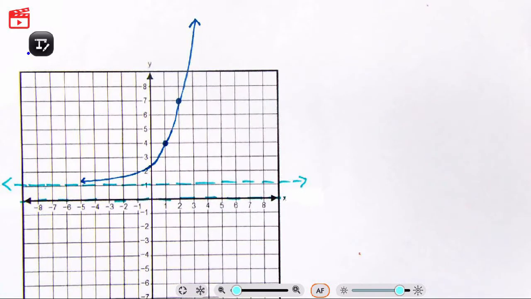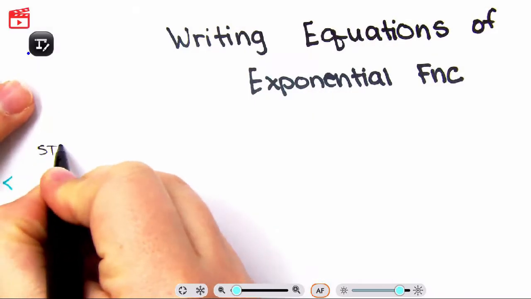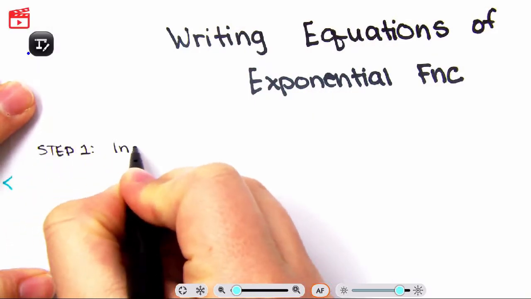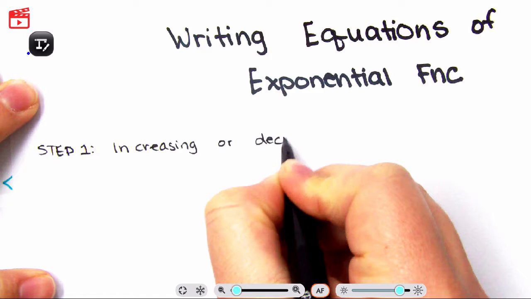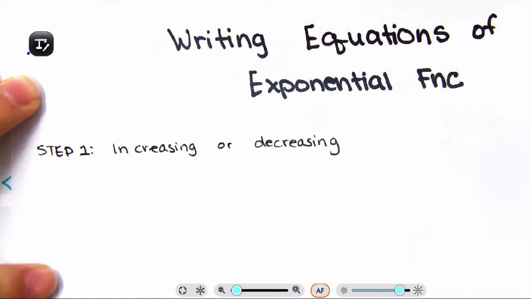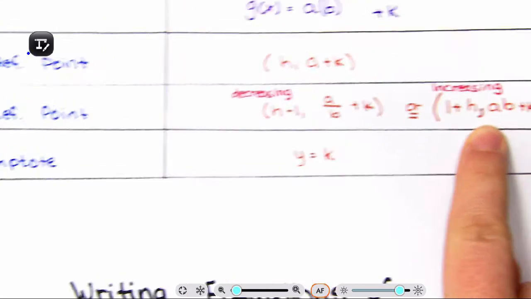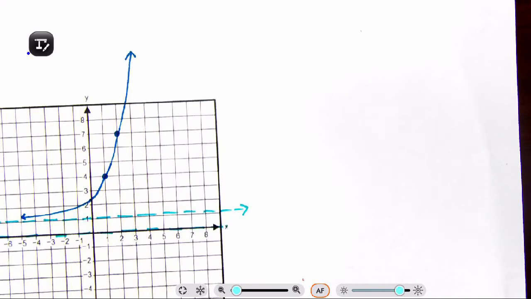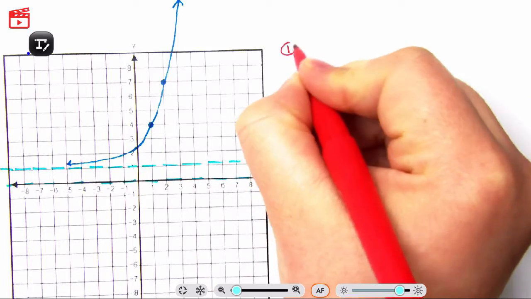All right. Step number 1 is always to identify if you have an increasing or a decreasing function. So let's write that down. Step 1, increasing or decreasing. And the reason we need to know if it's increasing or decreasing first is because we need to know if we need to use this formula for our secondary reference point or this formula for our secondary reference point. Are we getting larger? Or are we getting smaller with our curve? In this case, for step number 1, we are going up, up, up and away. So that means we are increasing.